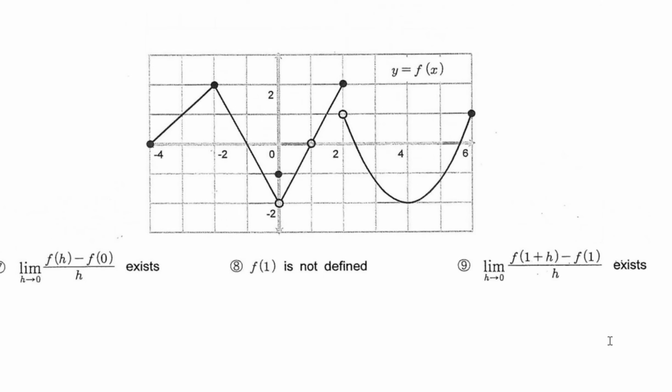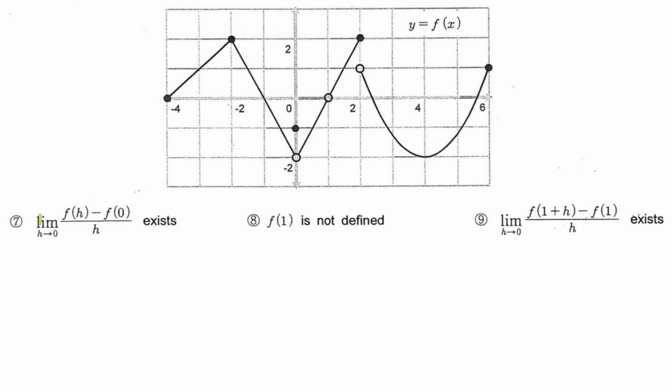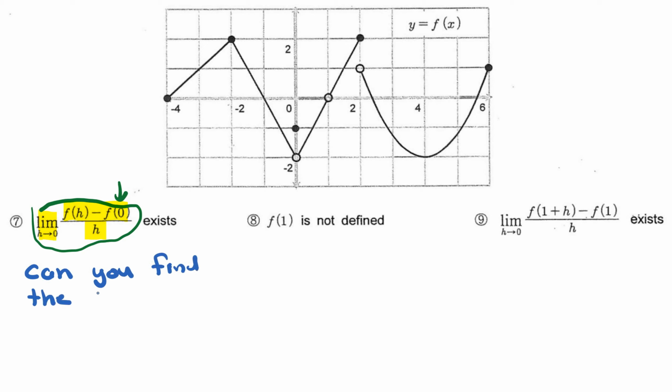Okay, let's take a look at question number 7 here. Now we have some derivative statements here. So this right here is the definition of the derivative. I see a 0 there, and this whole thing means the definition of the derivative. So basically what this is asking is, can you find the slope, because that's the definition of the derivative, at x equals 0? So go to 0 here, and can you find the slope at x equals 0?